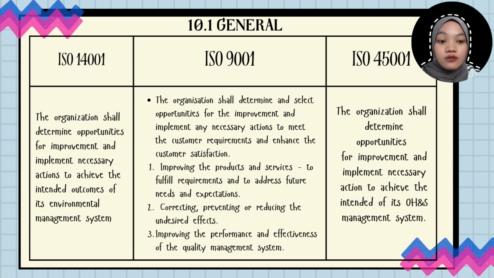For ISO 9001, the organization shall determine and select opportunities for improvement and implement any necessary action to meet the customer requirements and enhance customer satisfaction. One is improving the products and services to fulfill requirements and to address future needs and expectations. Two is correcting, preventing or reducing the undesired effects. Three is improving the performance and effectiveness of the quality management system.